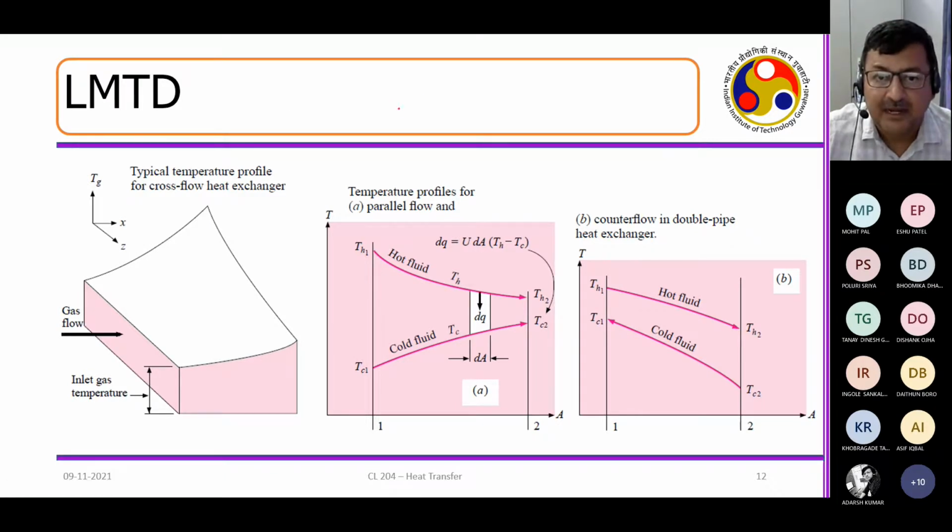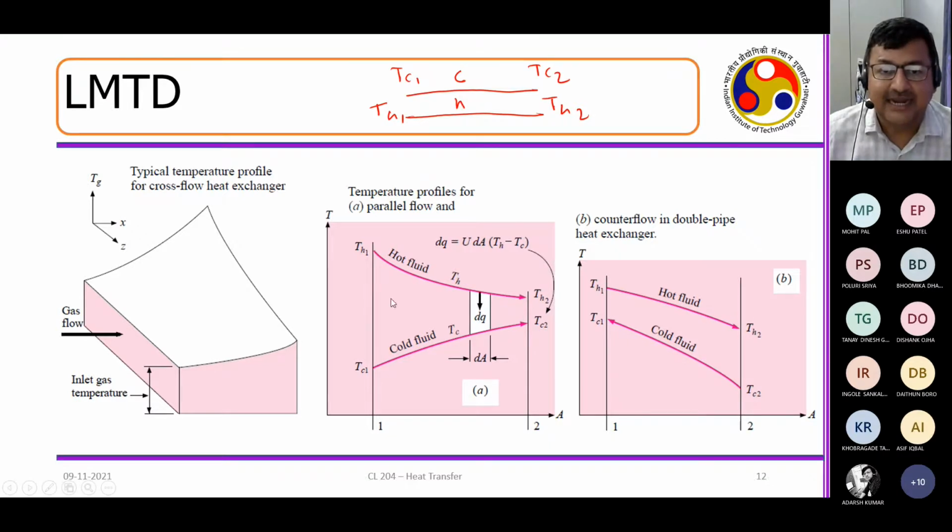Now let us take, suppose I have a pipe, and suppose this is my hot fluid and this is my cold fluid, right? So this is my TH1 and this is my TH2, and this is my TC1 and this is my TC2, right? You can expect that at the entrance the difference is TH1 minus TC1, and at the outlet it is TH2 minus TC2. This is for the situation when both the fluids are flowing in this direction. This is a co-flow, right?